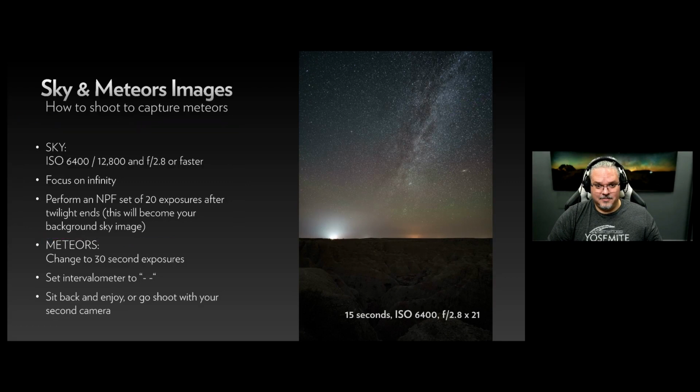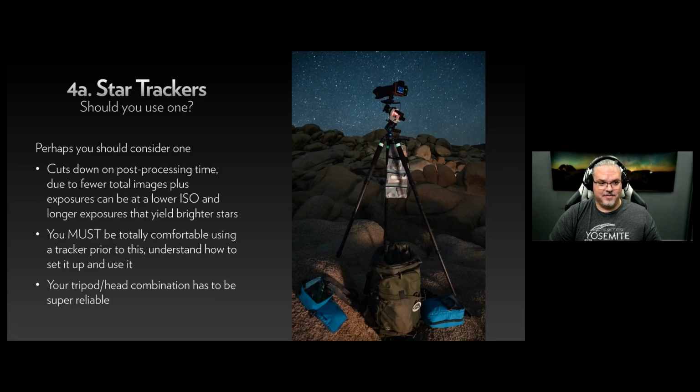Now, talking about the meteor images, after you get that done, all you need to do then is change to 30-second exposures, set your intervalometer to the infinity setting, and let it rip. And then you sit back. All of your work is basically done until the conditions change so that there's too much light in the sky or the clouds roll in, and you'll no longer be capturing meteors. And then that's it. You're done recording all of this stuff, right?